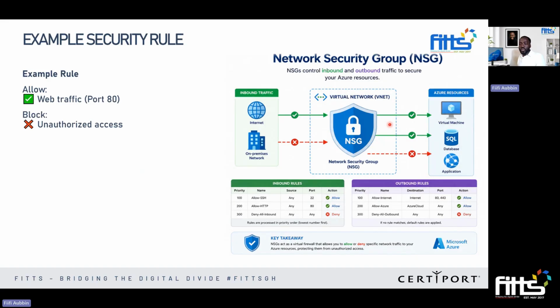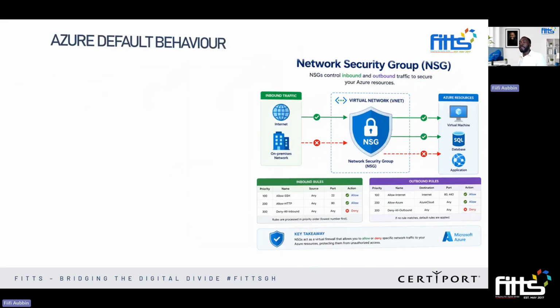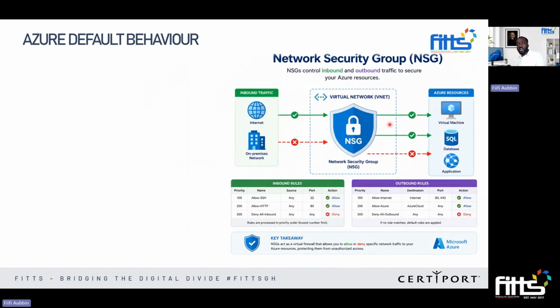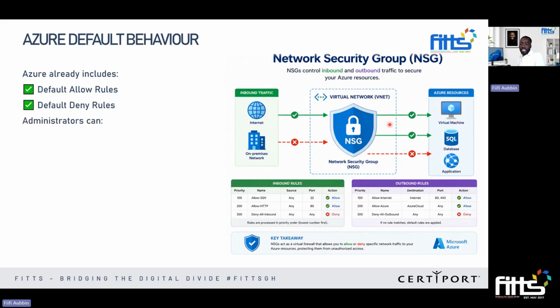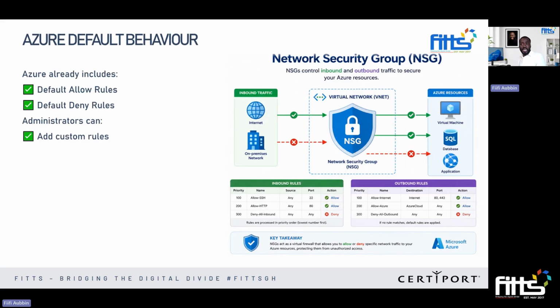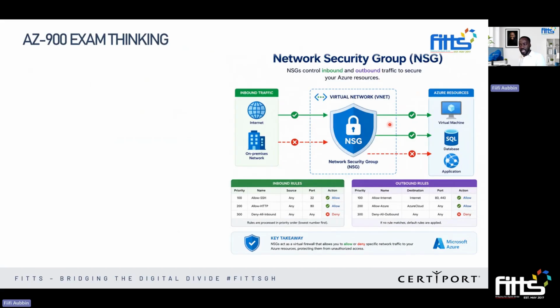If you want to block unauthorized access, you can do that. Then we have the default behavior, the default settings. Azure already includes default allow rules and default deny rules based on Microsoft's recommendation. Administrators can go in there and add their own custom rules, so you can actually edit it and decide which ones to allow and which ones to deny. So it's not really fixed. There is some flexibility in there.